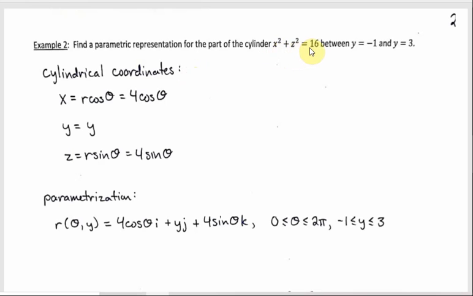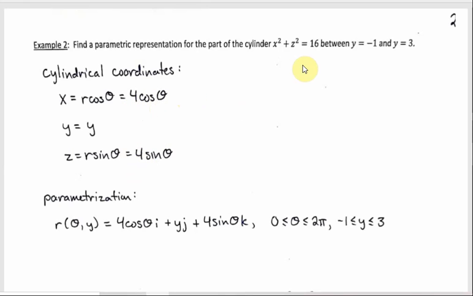Because we got x squared plus z squared equals 16. And then y is just going to be y. So that's what we're going to end up with here. So if we write x as r cosine theta and z as r sine theta, we know what r is for that cylinder, right? It's the square root of 16, so it's 4. So I put a 4 in there and I put a 4 in there.